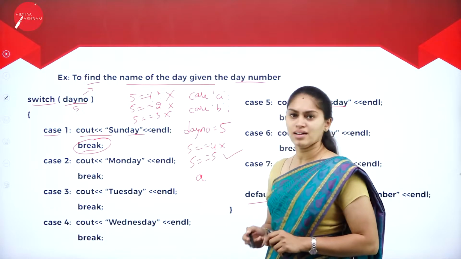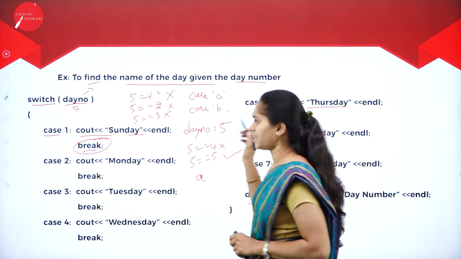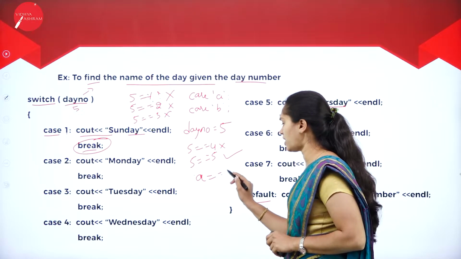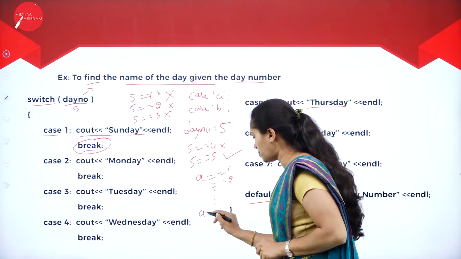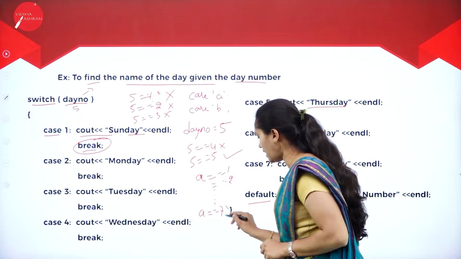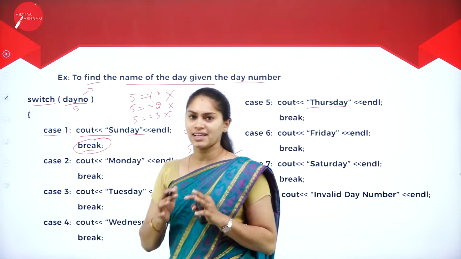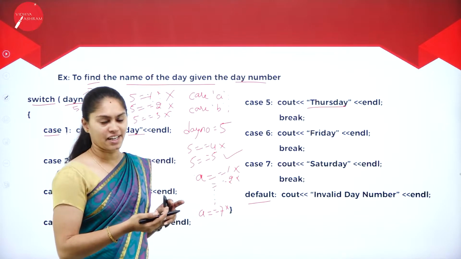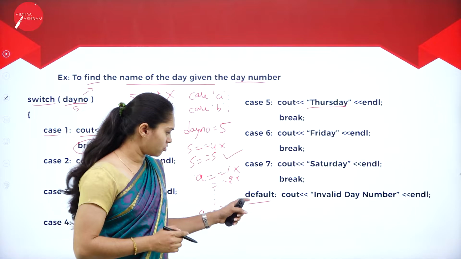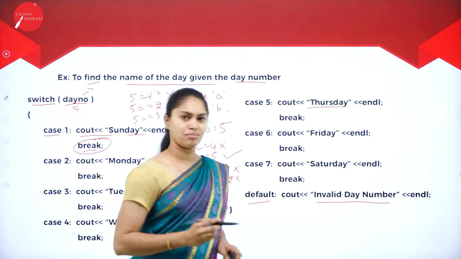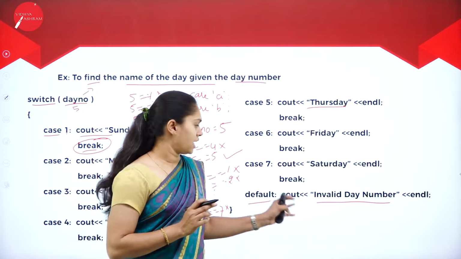Now for the day number, I am going to take A. At that time, it will match against all the cases. Is A equal to 1? No. Is A equal to 2? And it will go up to A equal to 7. But all the cases are false for my test condition. At that time, by default, it will execute the default statement. What is that? Invalid day number. Whatever number or character I give as input that is invalid.